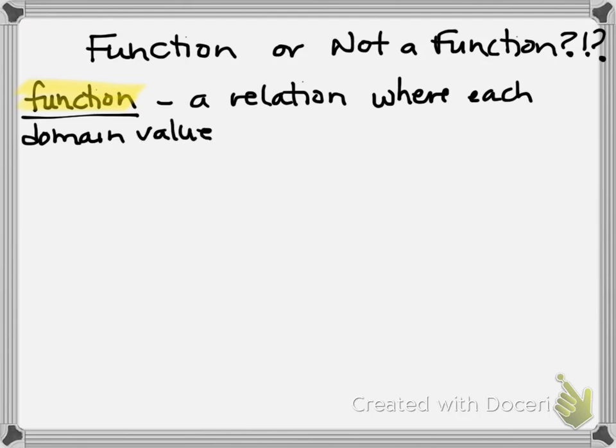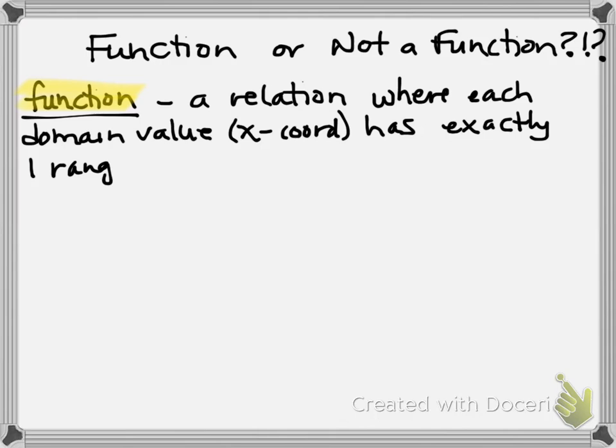Okay, so a relation where each domain value, which is the x coordinate, read the rest of it again for me. Has exactly one range value y coordinate. Okay, so I can have a domain value, but it's only allowed to have one range value. So what I'm going to do is give you a relation, and I need you to help me figure out if it is a function or not a function, okay?